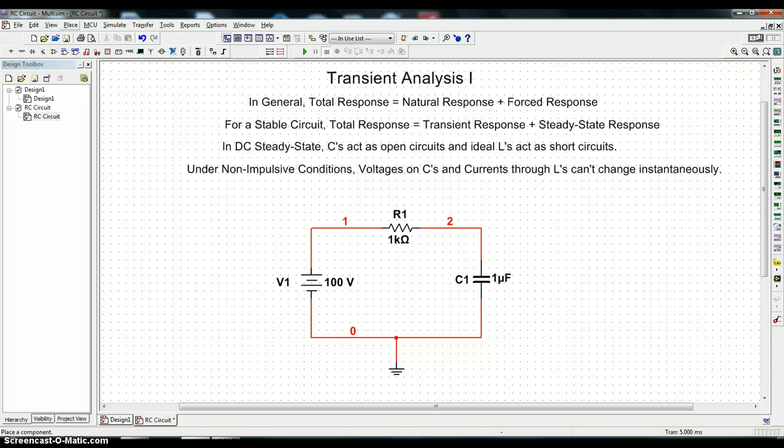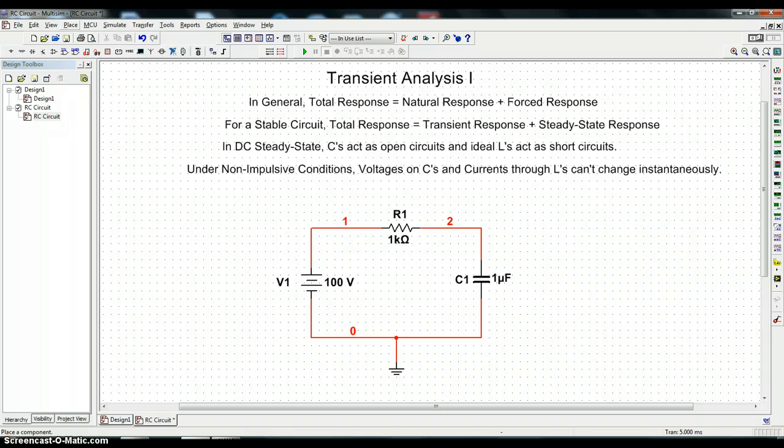Now, what Multisim defines as transient analysis is really more than just the transient part. Depending on the way the parameters are set up, one can actually see the total response, or you can set up your parameters in such a way that you see basically the steady state response. So we'll see that in this and later tutorials.